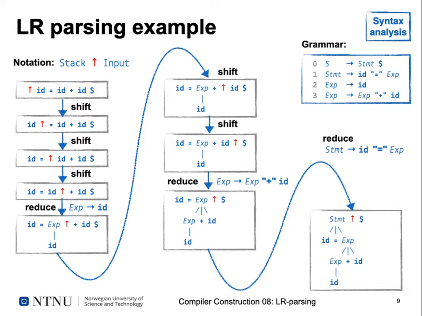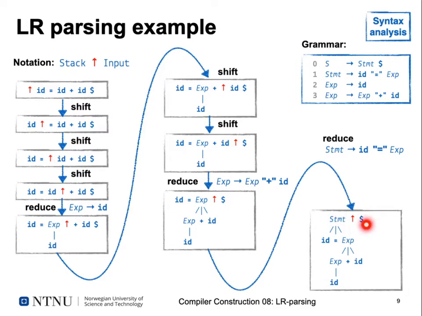And then we have id equals exp, and this is rule number 1. So we can apply rule number 1 from right to left by replacing this id equals exp simply by statement, adding this information that statement derives id equals exp, and the rest we've built before below. And then we finish parsing.